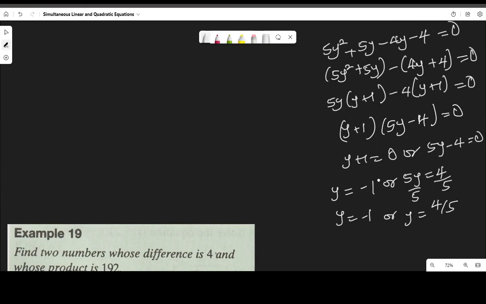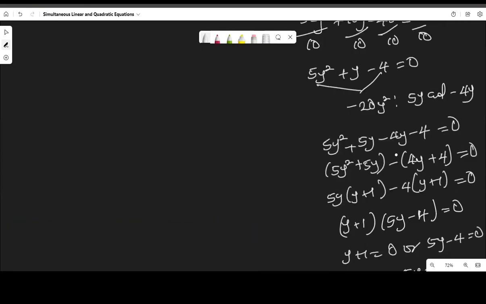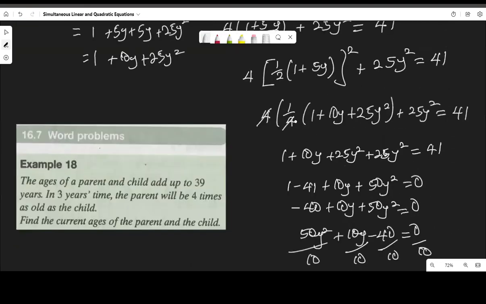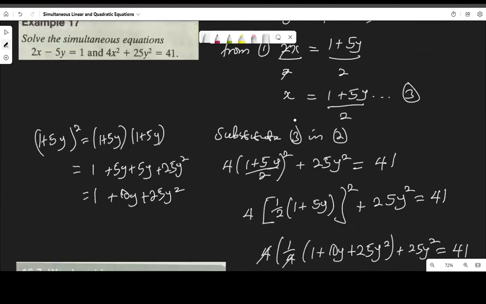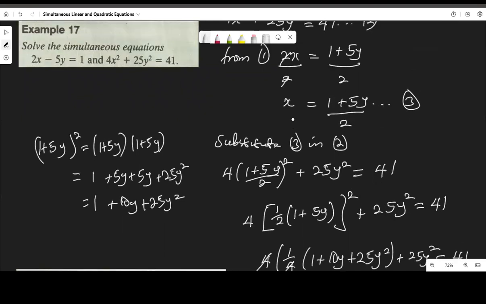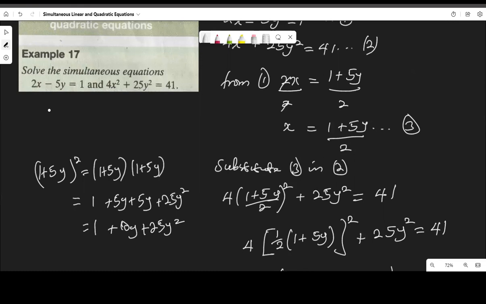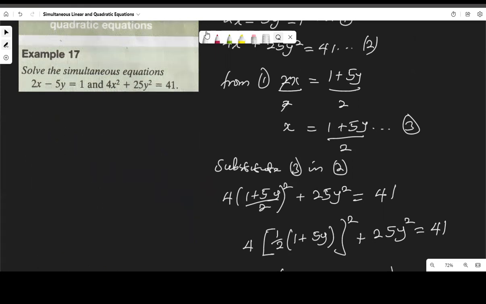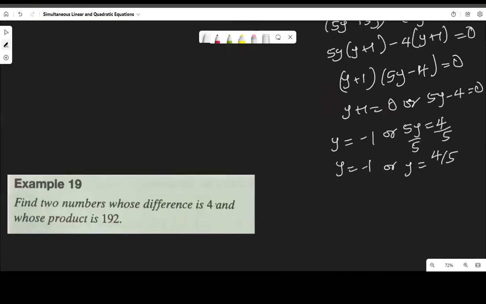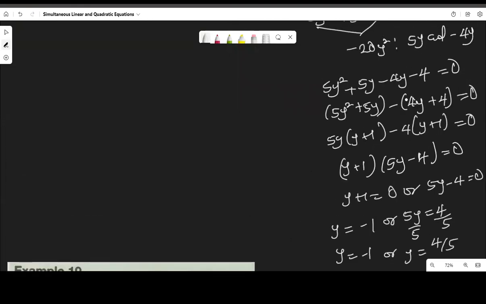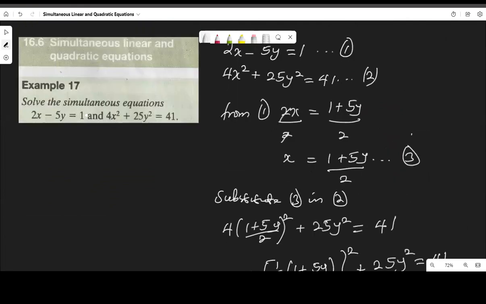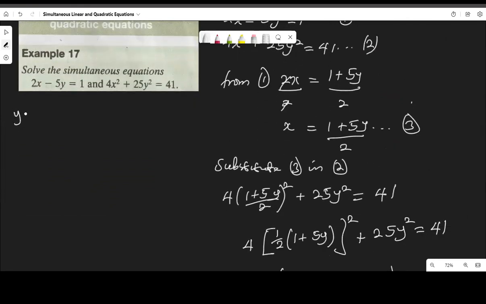Now that we know the value of y, we can find the value of x. Let's go back. It's quite a lengthy question. We're solving for x. I'm using equation 1 in this case. So we have two values of y. What are the values again? Negative 1 and 4 over 5.